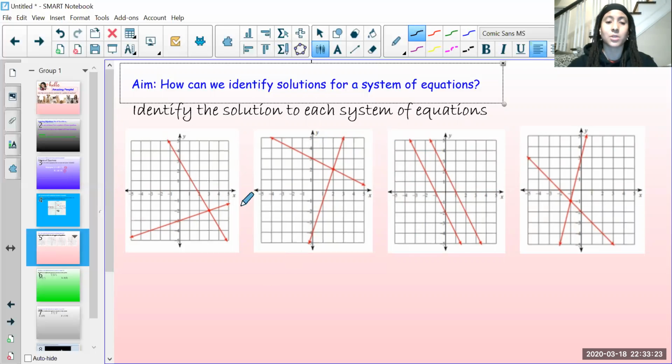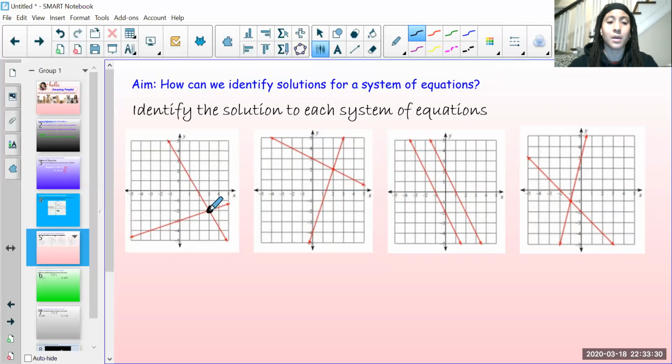All right, so for our first system of equations, the solution is here, and that is 3, comma, negative 2. So the solution for my first system is 3, negative 2. My second system of equations falls here, and that coordinate is 2 and up 2. So that solution is 2, comma 2.